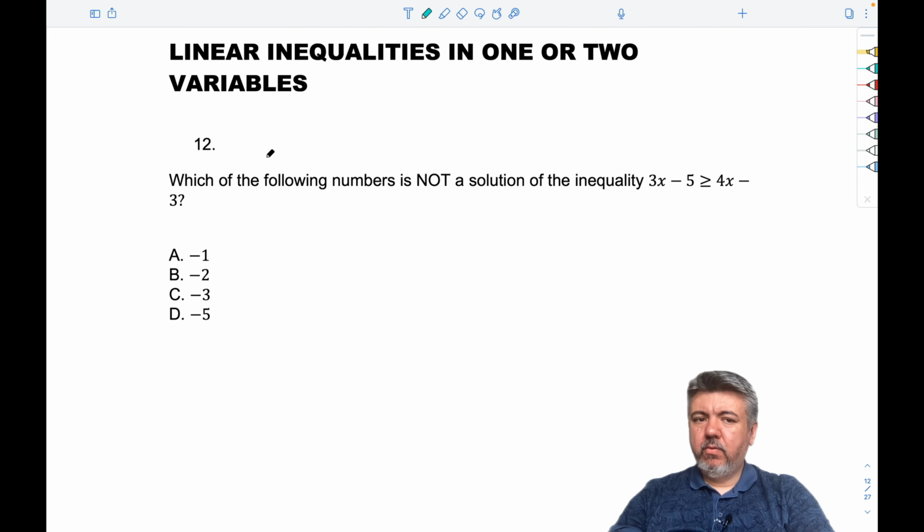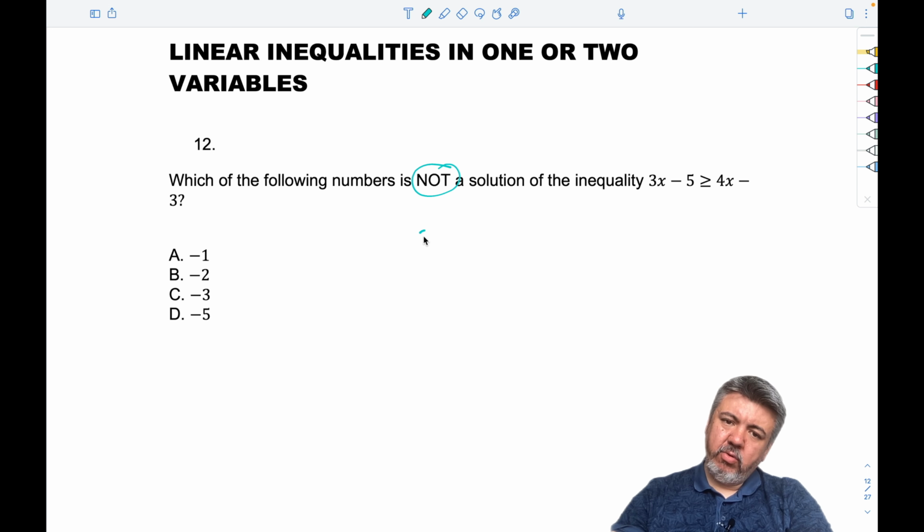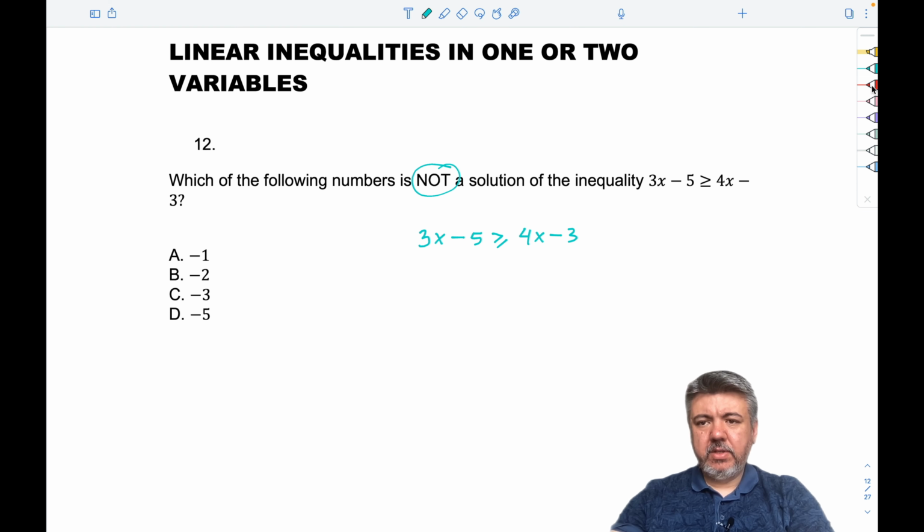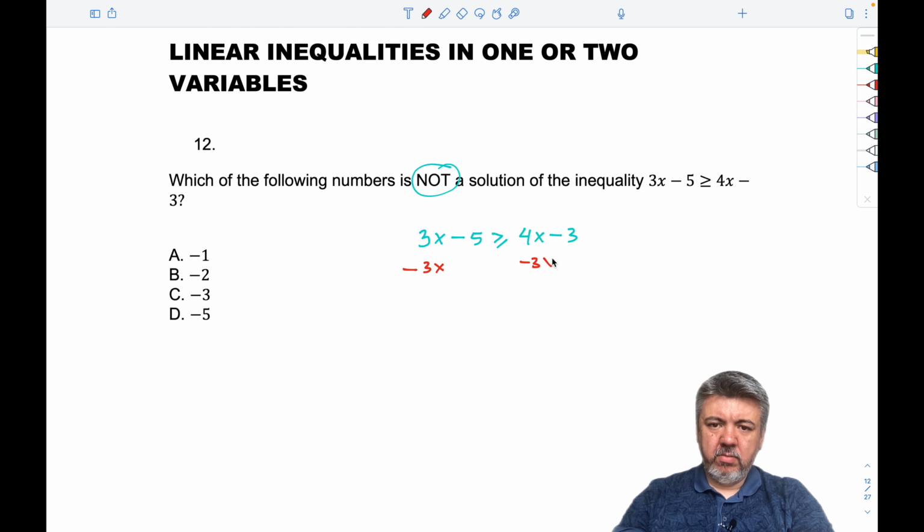Question 12. Which of the following numbers is not a solution of the inequality? Let's look at the inequality. 3x minus 5 greater than or equal to 4x minus 3. First, I want x's on the same side, so I will add negative 3x on both sides. That will lead me to negative 5 greater than or equal to x minus 3.